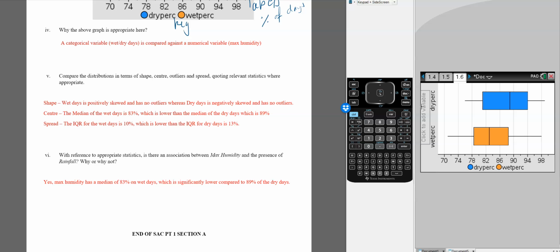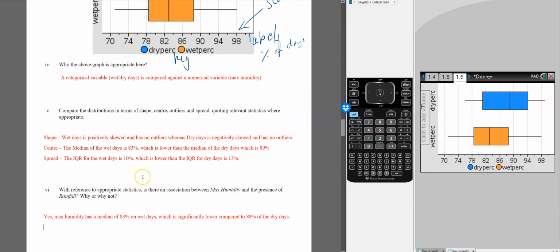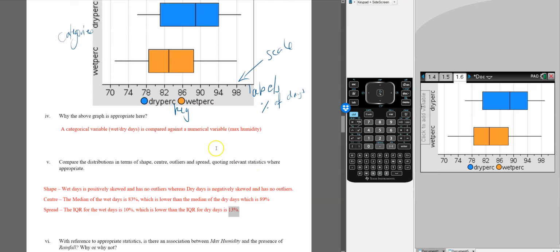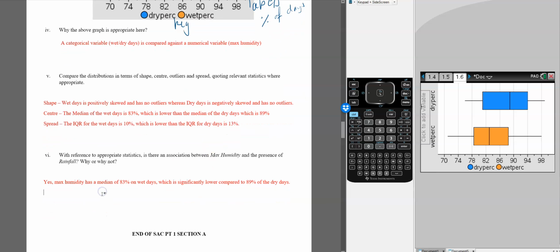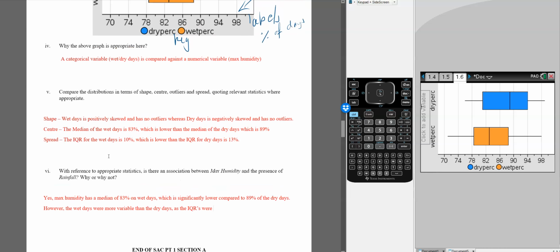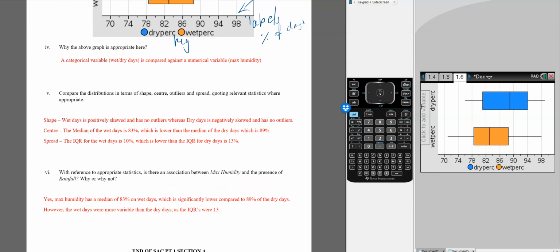Okay. Now, when we're talking about reliability, or the association as well, we could also mention the fact that this one here is 10% and this one here is 13%, which means that the dry days were more variable. You could also add in the comment here. However, the wet days were more variable than the dry days, as the IQRs were 10% and 13% respectively.